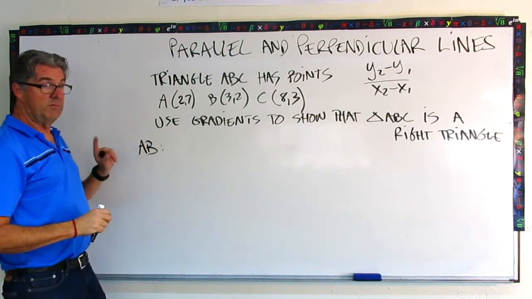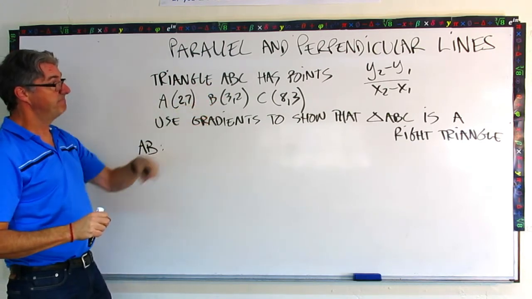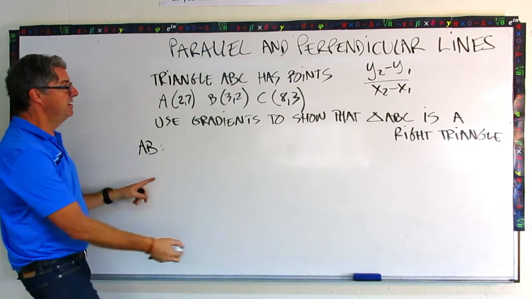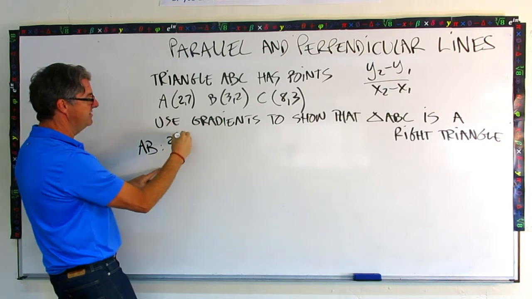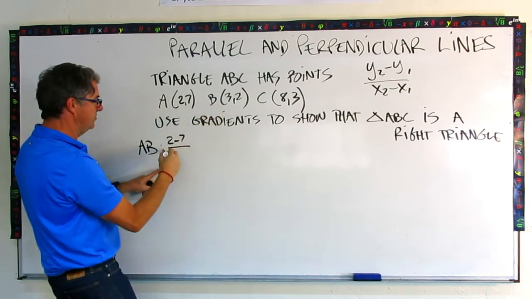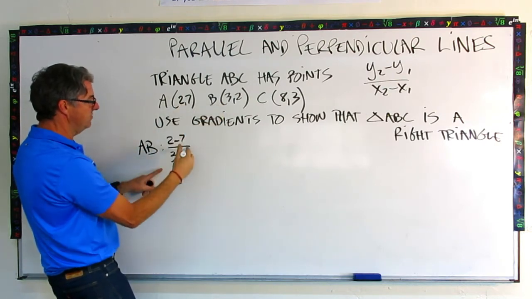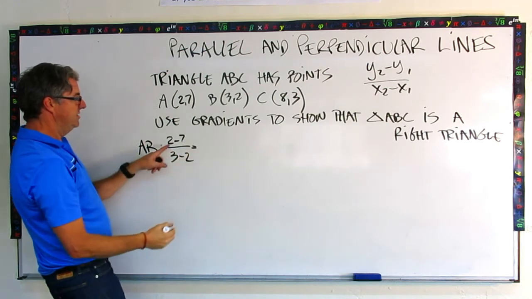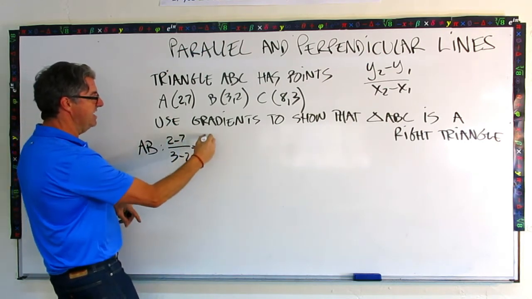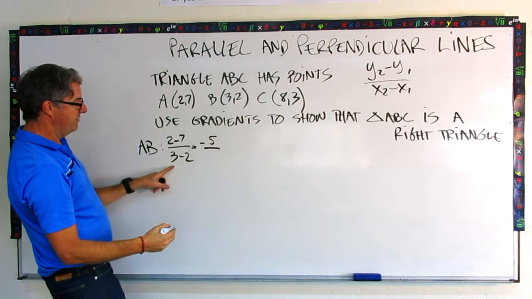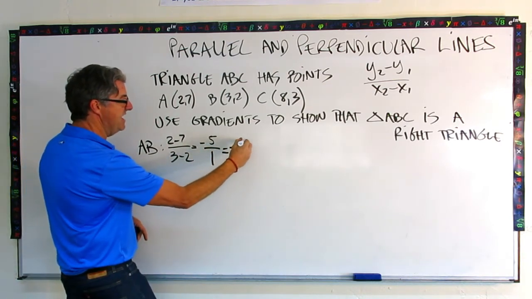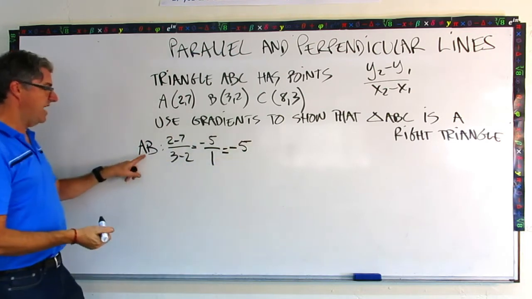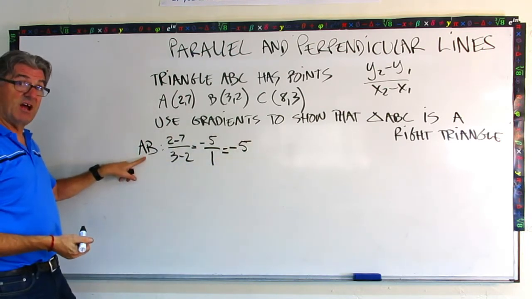Okay. Remember, y2 minus y1 over x2 minus x1. So y2, 2, minus y1, 7, over x2, 3, minus x1, which is 2. So 2 minus 7 is negative 5. 3 minus 2 is 1. So this slope is negative 5.